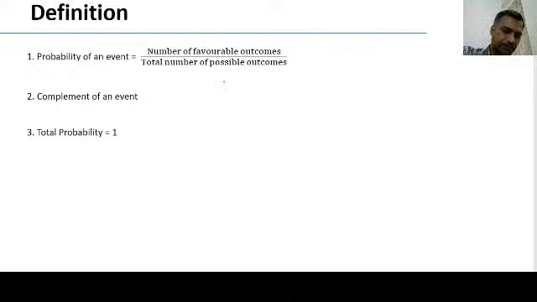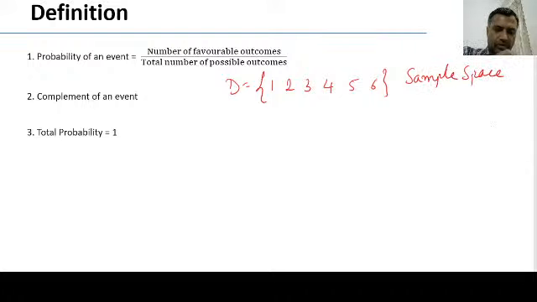Say I have a dice. If I roll this, what are the outcomes on the dice? When I roll a dice, the outcomes can be 1, 2, 3, 4, 5, 6. Now this is also called a sample space.